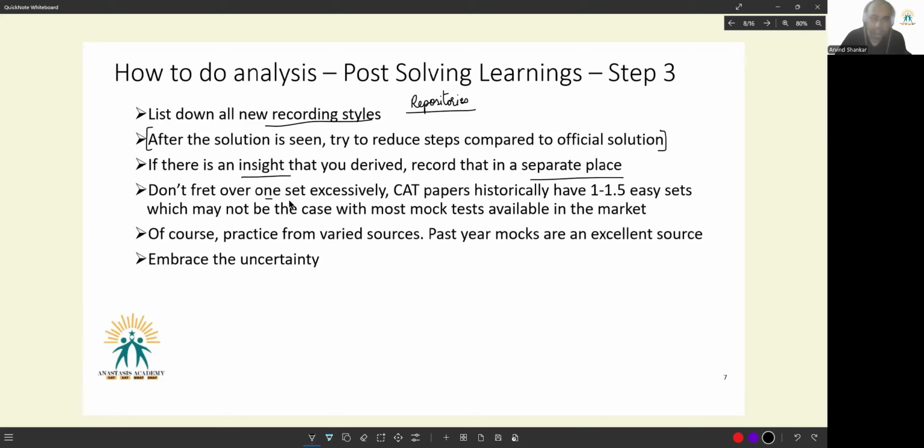Don't fret over one set excessively. CAT papers historically have 1 to 1.5 easy sets, which may not be the case with most mock tests available in the market. Most mock tests, you will see there is wild variation. Either you will have a test in which lots of people are scoring 40 plus, and then there are going to be tests in which 99 percentile is at 12 marks, 13 marks. So it is not that mock tests or mock test providers are bad.